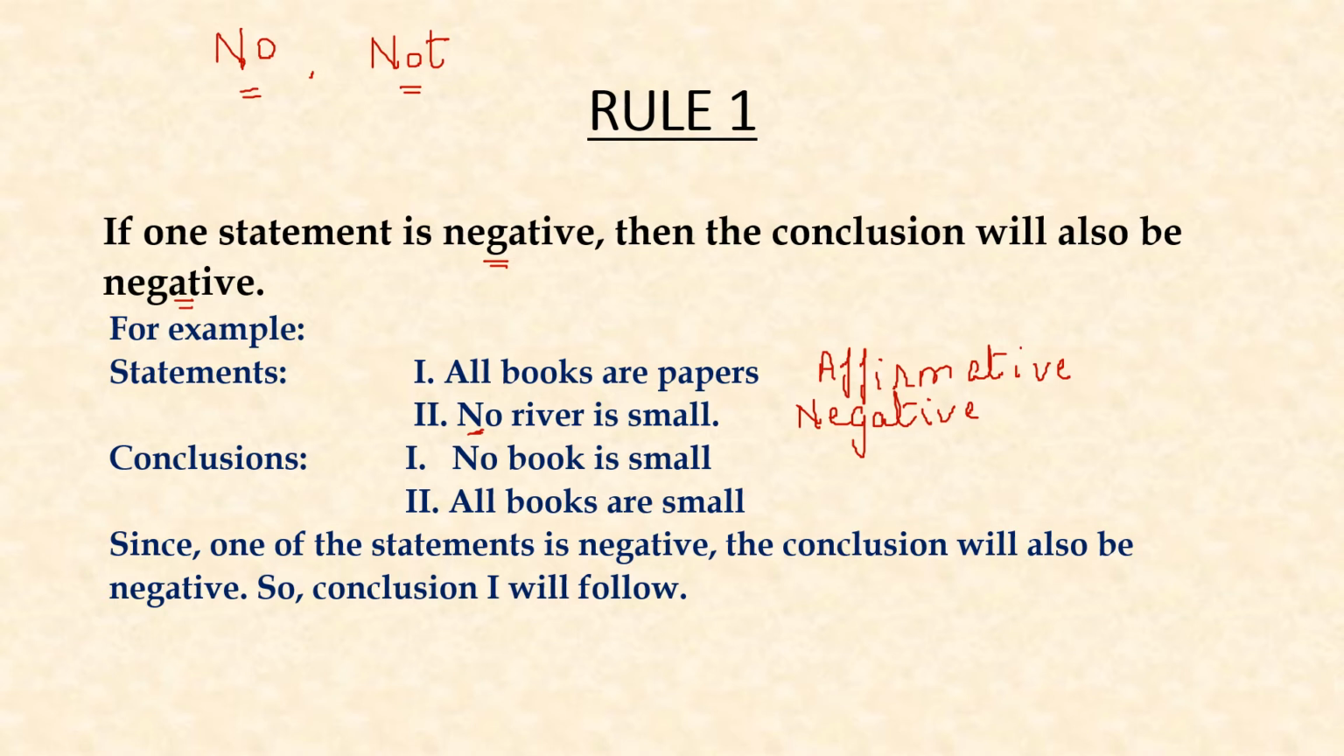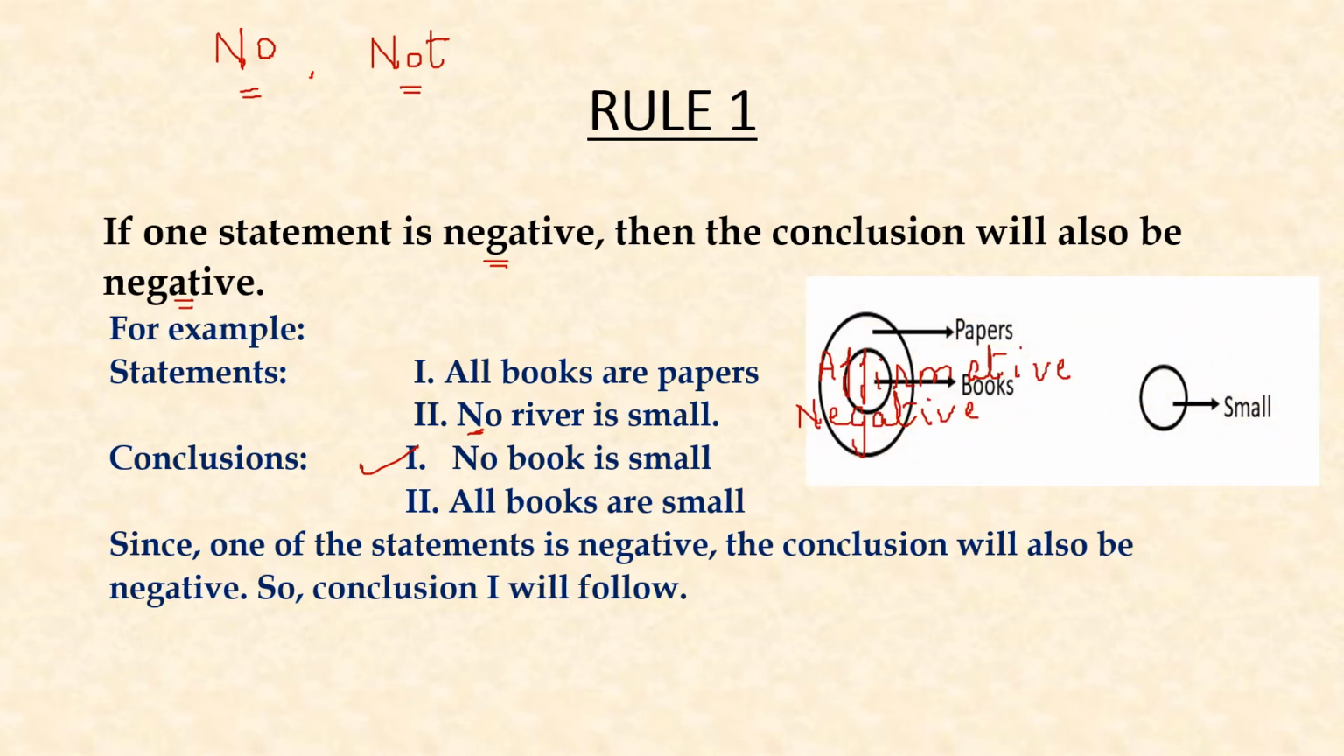If a statement is negative, then the conclusion will be negative. So let's have a look at the conclusions here. No book is small, all books are small. So out of 1 and 2, which one is negative? Yes, conclusion 1 is negative, and this shall be the answer to the given set of statements. That is, conclusion 1 will follow statements 1 and 2. So this was rule number 1.